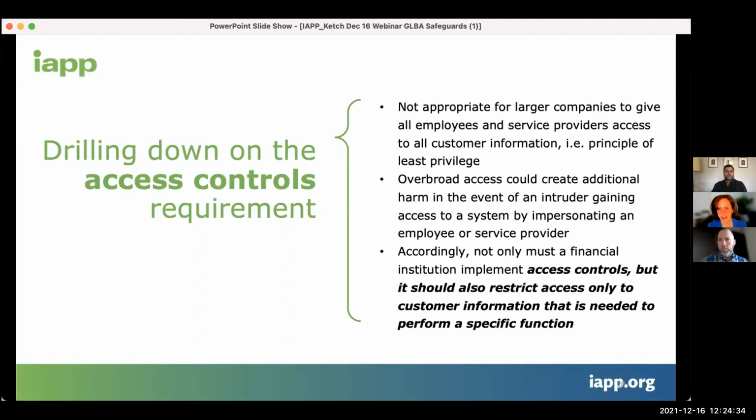It does harken back to the safeguards rule of 20 years ago, which, while that was a data security rule, was also focused on the physical location too.